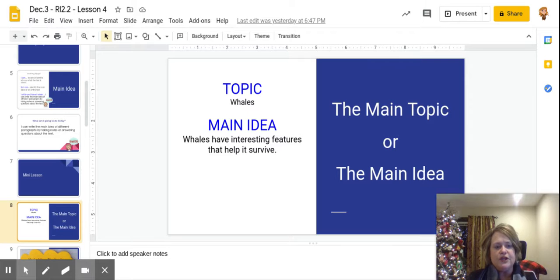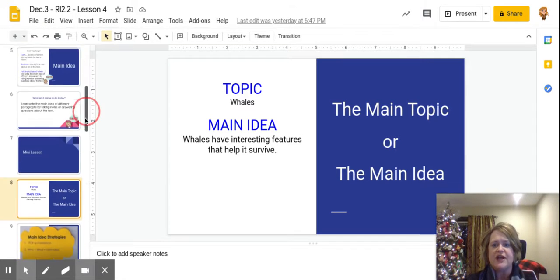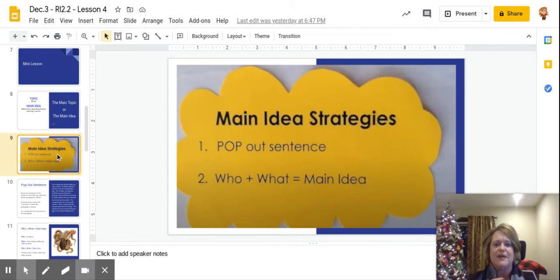Now, I don't want you to get so worried, thinking, Mrs. Stuck, I'm not going to be able to write the main idea. Right now, I just want you to be able to find it. Just want you to be able to say, you know what, this whole passage is about this. You don't have to specifically write a main idea yet. You just have to find it. So let me help you with a couple of strategies on how to find the main idea.